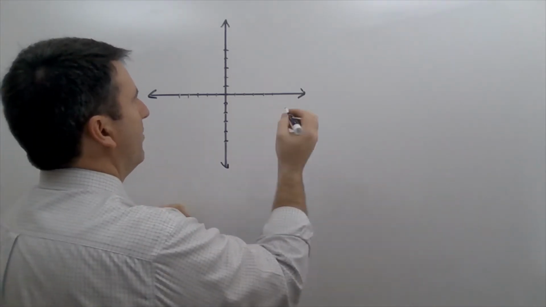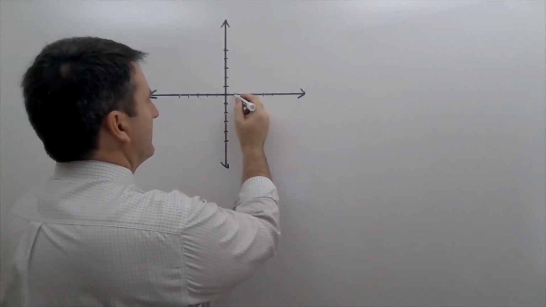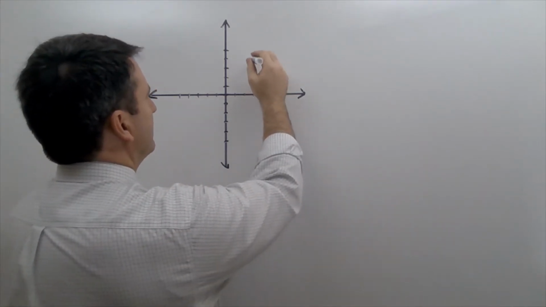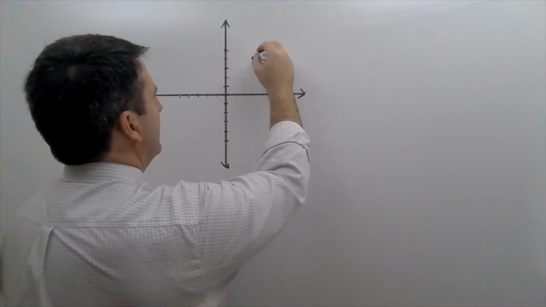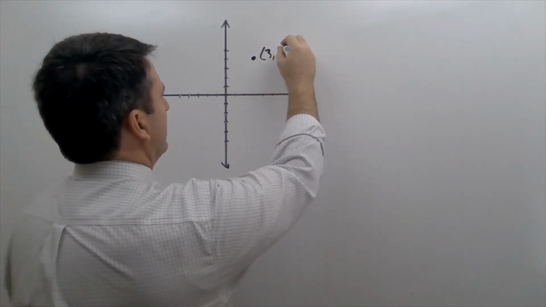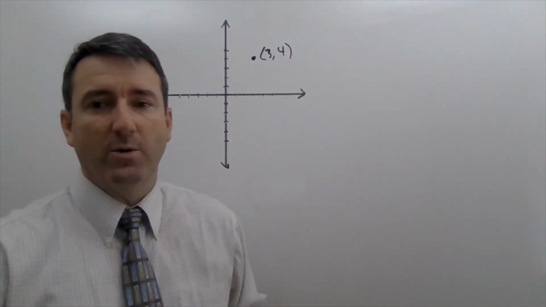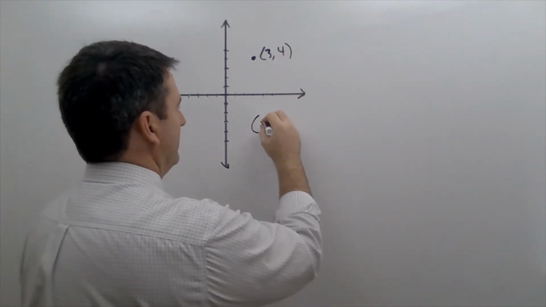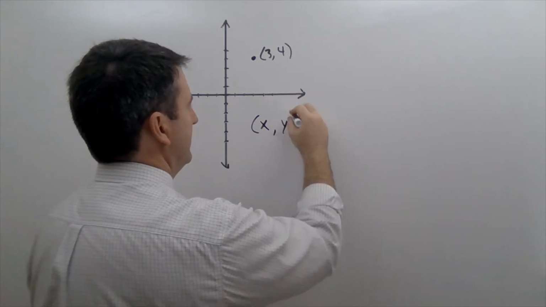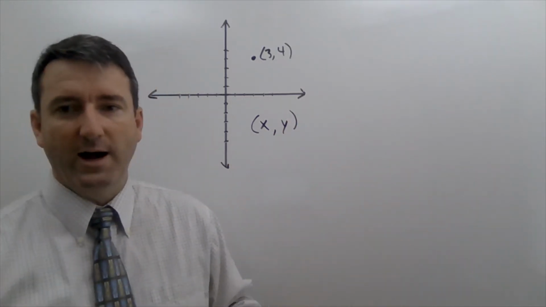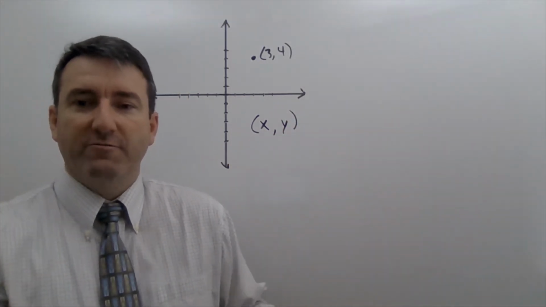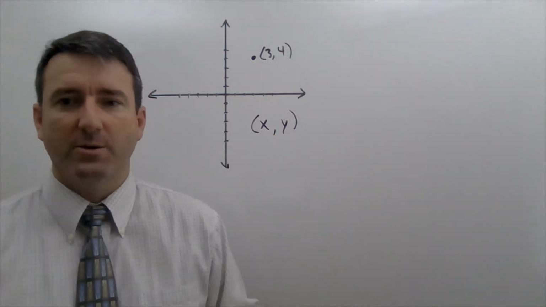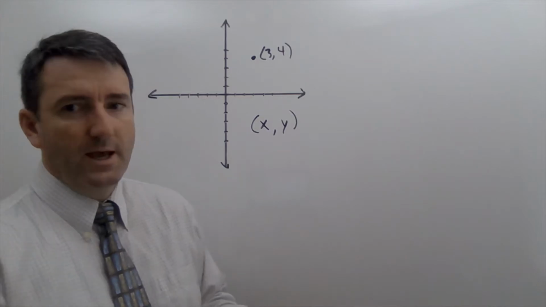So for example, the point (3, 4), we're going to go out 1, 2, 3 on the x-axis and then up 1, 2, 3, 4 on the y-axis, and that's going to be the point (3, 4). And all of our coordinates were always in an ordered pair, x first and then y, (x, y). That's how we always have plotted points in the past. And we call these, again, rectangular coordinates or Cartesian coordinates.